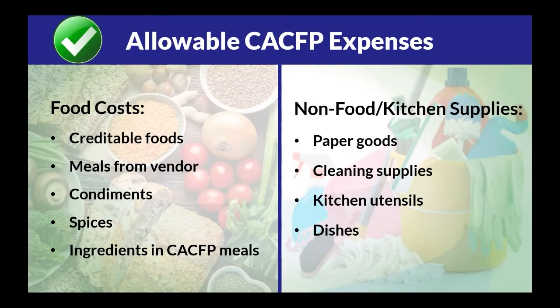CACFP non-food or kitchen supplies include items primarily used for CACFP food service, such as paper goods, cleaning supplies, kitchen utensils, and dishes. Also, if you use a food supplier such as Sysco or US Foods, the delivery surcharge that is charged on your receipt is an allowable food cost.